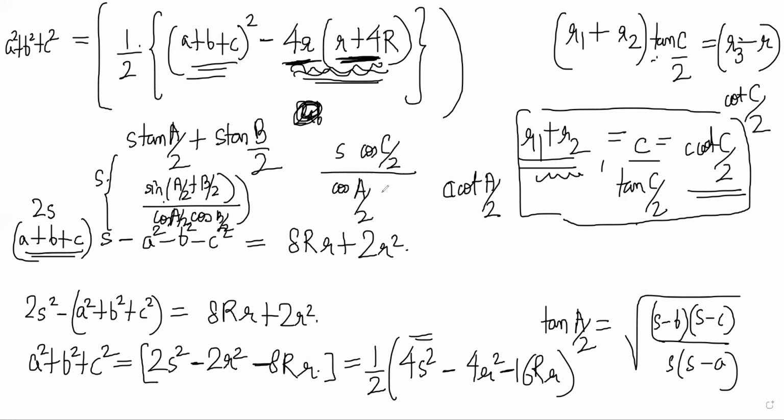So you are getting cos C by 2 divided by cos A by 2 cos B by 2. This is what we are getting, no? Yes, sir. So we have to show that R1 plus R2 is C cot C by 2.